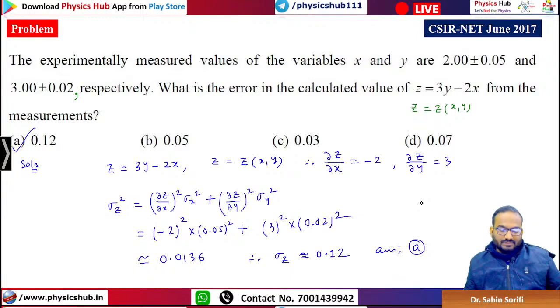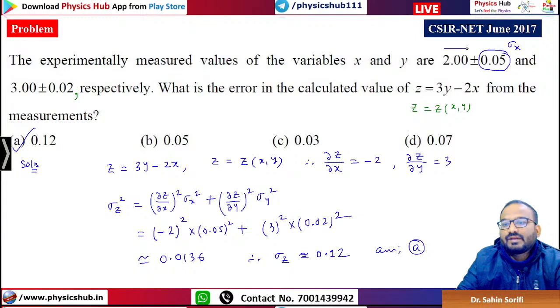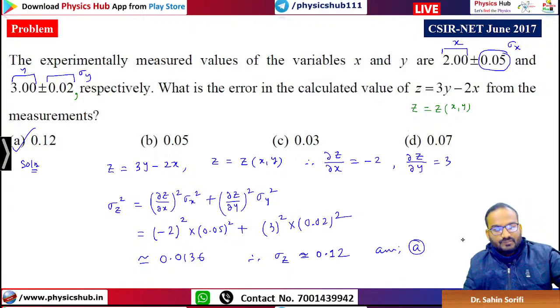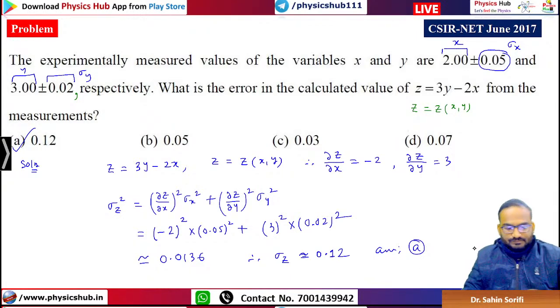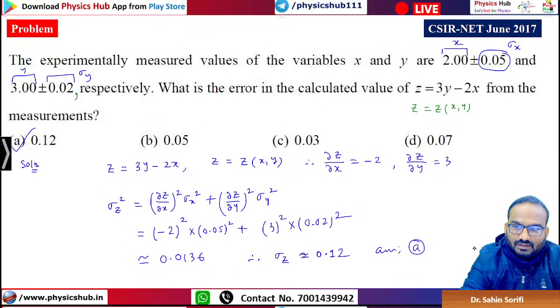Okay, you got the answer, guys. Option A. This 0.05 is the value of sigma x, and this is the value of x. This is the value of y, and this is the value of error in measuring y, sigma y. We have just put in the values and you got 0.12. So this was the first case we discussed, sum or difference. I hope this is understood. Let's go for the second one. The process is similar. You just need to follow the same procedure.